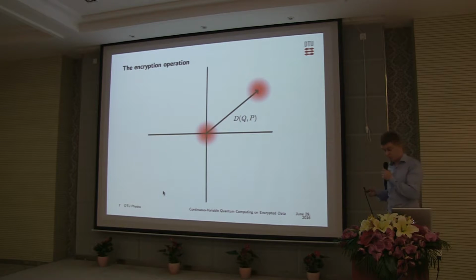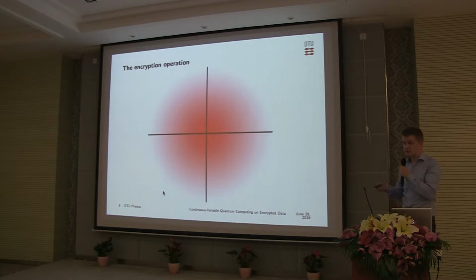So on average, if we do this a lot, for a lot of different input states and a lot of different encryption values, you will end up with something that looks a bit like a thermal state. And ideally, you would like to have this displacement region, so you displace randomly around the phase space. You want this to be as big as possible because this allows you to confuse the server as much as possible.